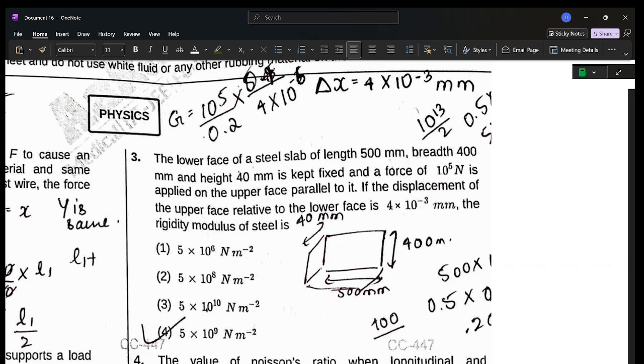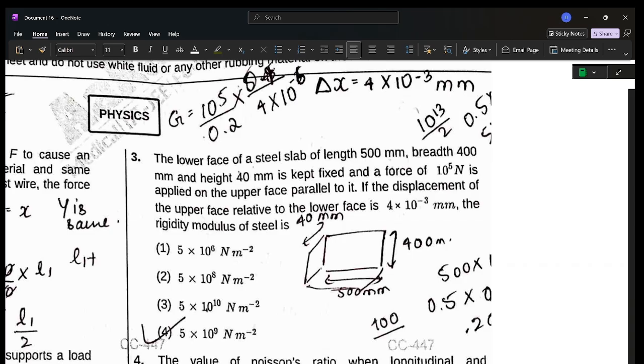And lower face breadth is 400 mm. Okay, right, height I'm perfect. Okay, I think that's the mistake I've done, but if I'd visualized it properly, I could have understood it better. But fine, now I've done a better diagram. So it's kept fixed basically, and a force of 10 power 5 Newton is applied on the upper face parallel to it.